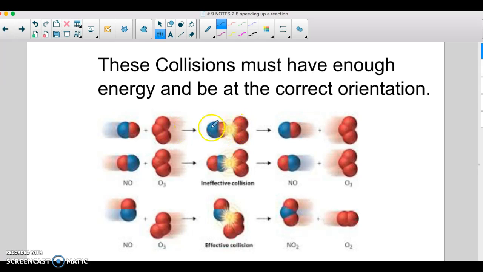So in this picture, you can see these are the two reactants. This is O3 and this is NO. And they can hit each other possibly, but maybe not be at the right angle, so they just fall apart. Here, they did happen to hit at the right orientation with enough energy, so then they form the product.